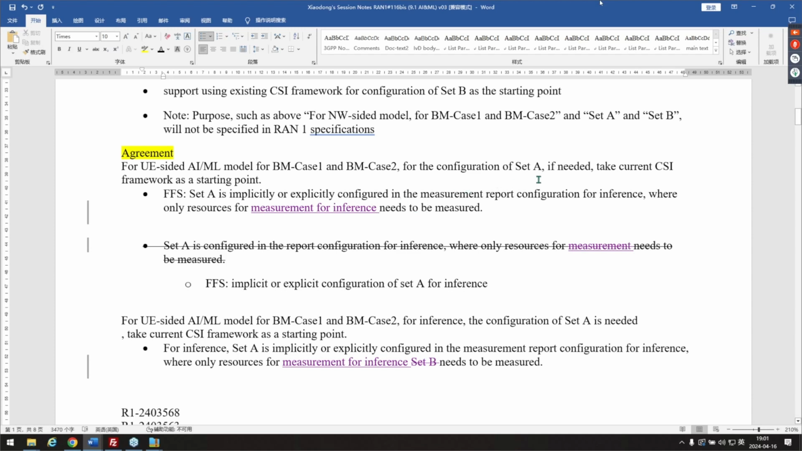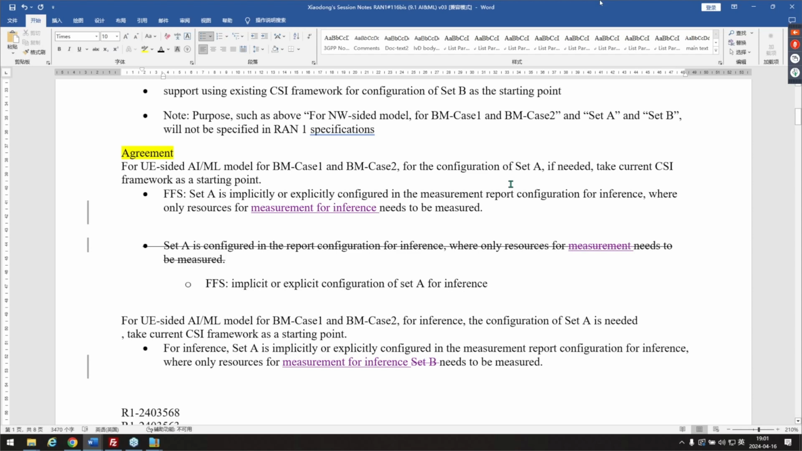Definitely, it is not necessary to configure it in some cases, right? So what's wrong with the "if needed"? My understanding is there has to be some configuration for set A. Otherwise, the whole thing doesn't work. So why I said that for inference, each one should be configured? Avik?